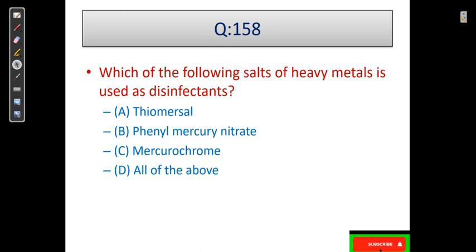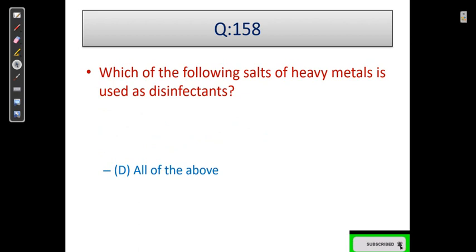Which of the following salts of heavy metal is used as a disinfectant? Thiomersal, phenylmercury nitrate, mercurochrome, all of the above. So the correct answer is all of the above.